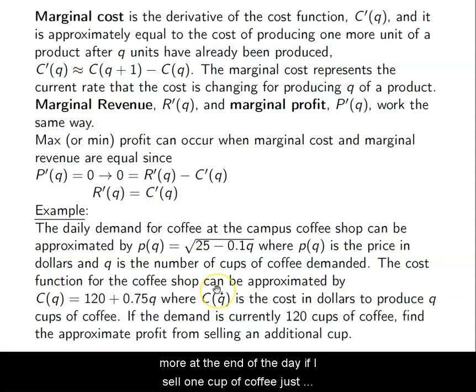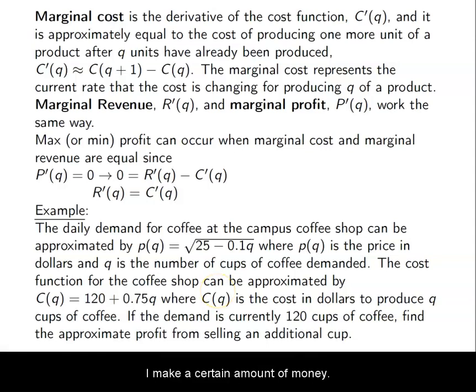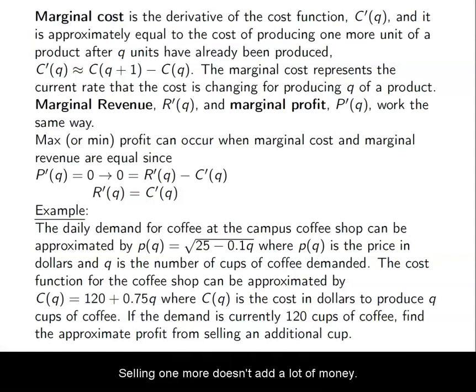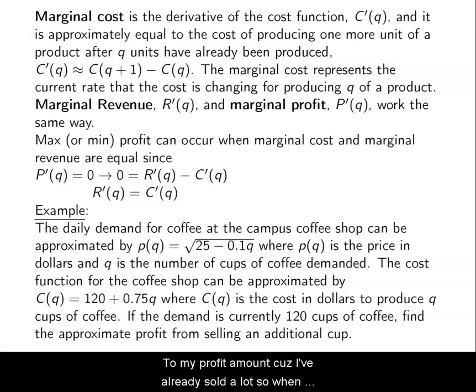So let's think about this a little bit. If I sell only one cup of coffee, I make a certain amount of money. If I sell 2 cups of coffee, I've doubled the revenue, because I sold twice as much. But if I've already sold 120 cups of coffee, selling one more doesn't add a lot to my profit, because I've already sold a lot. So one compared to the 120 I've sold already is not going to increase my profit by a whole lot.